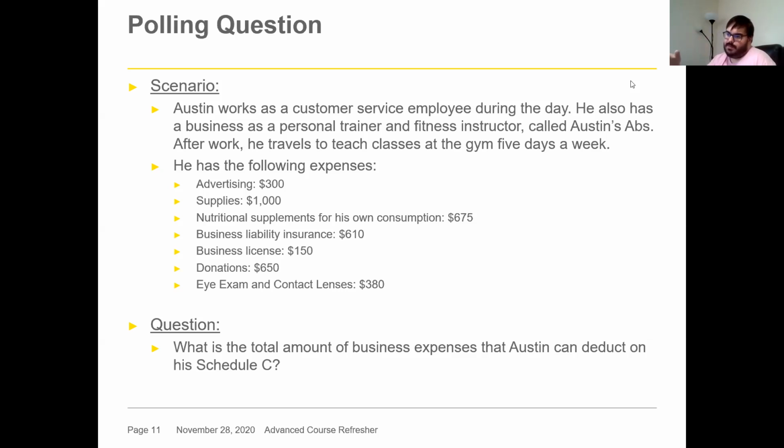You would not deduct the donations on the Schedule C. That would go into his itemized deduction section, or according to the new tax law that came out this year, if it's up to $300, you can do it as a deduction on your regular 1040 if it's a cash donation, but we'll discuss that later on. That's just a caveat for this year. And you would also not deduct the eye exam and contact lenses on the Schedule C. That again would go as a medical expense onto his Schedule A as an itemized deduction.